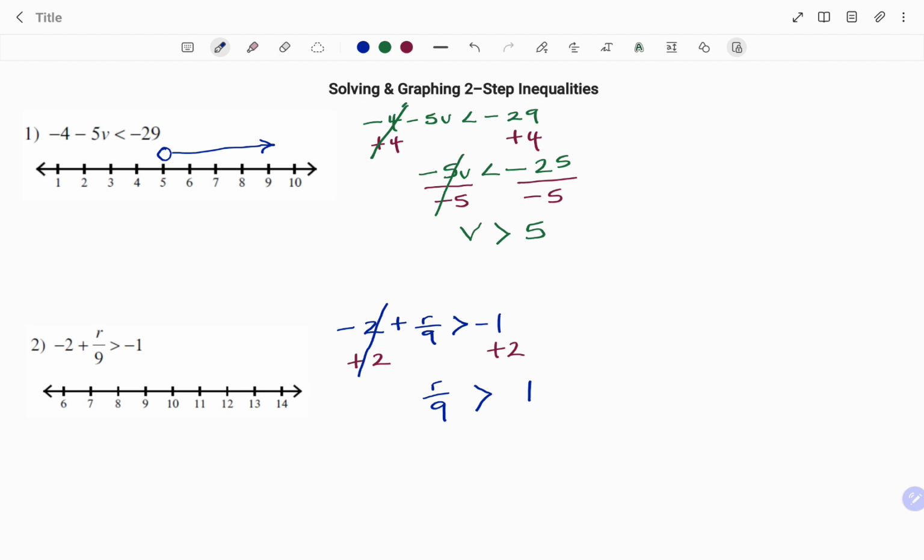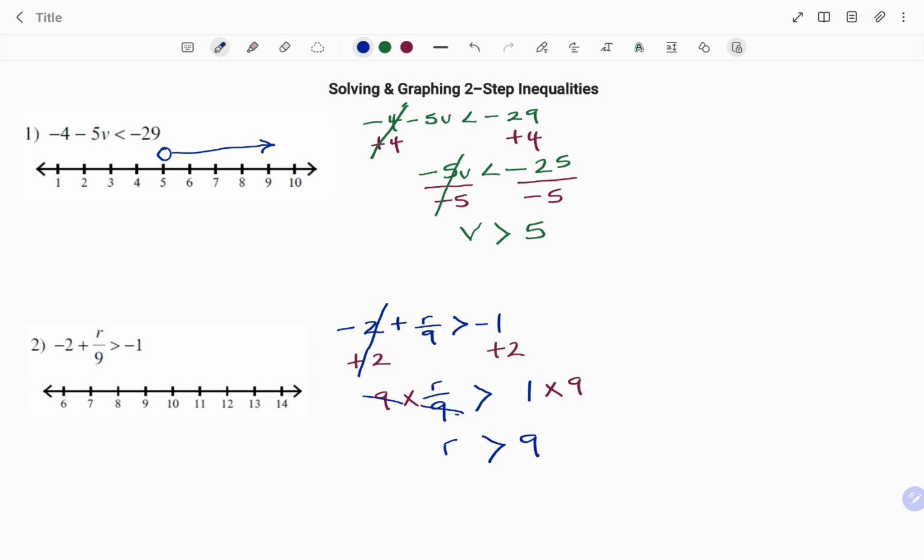is to find r. I need to apply the inverse operation to take out my divided by 9, and the inverse operation for division is multiplication. So the next step is to multiply both sides by 9. Always treat your inequality as an equal sign. So what I have left is, I have 9 divided by 9, that's 1. On my left hand side, I'm left with r. I still have my greater than. 1 times 9 is 9. Note that the sign did not change because I wasn't multiplying or dividing by a negative number.